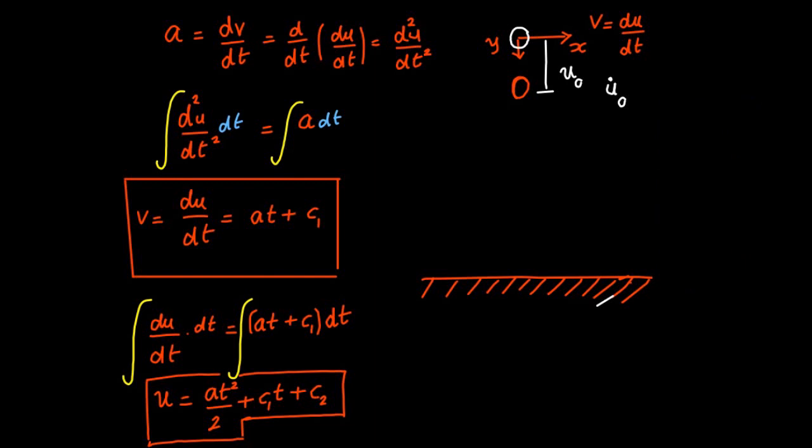All right. Now let me substitute these initial conditions in the expression for velocity. So here is the expression for velocity. At time t equal to 0, you start measuring from this position. At time t equal to 0, what happens to this term? This term vanishes, becomes 0. So the velocity v is u naught dot, and that gives me the value of c1 as u naught dot.